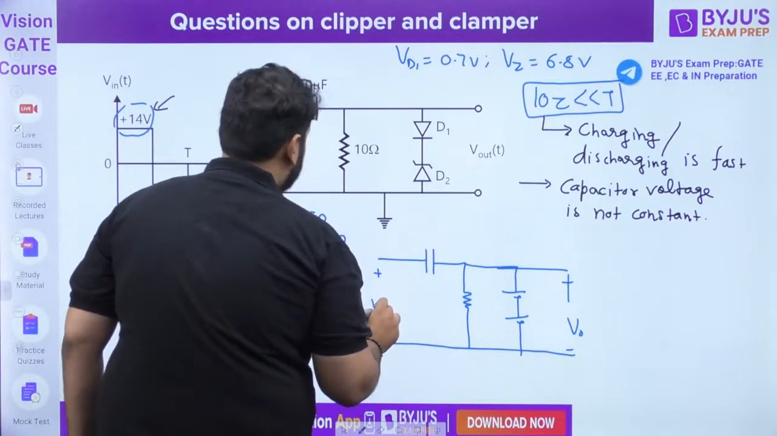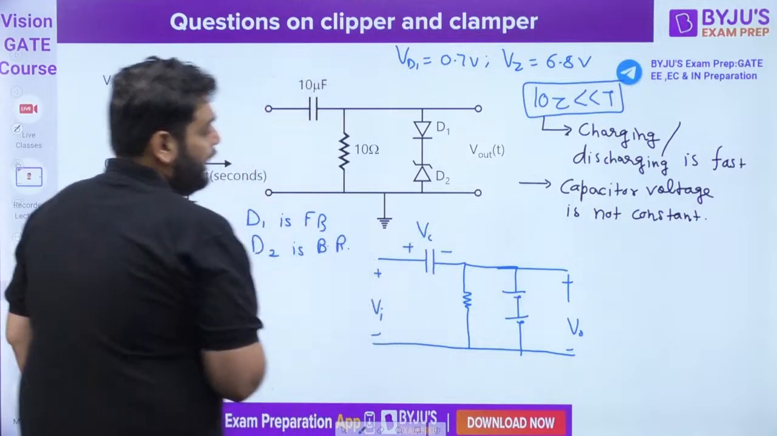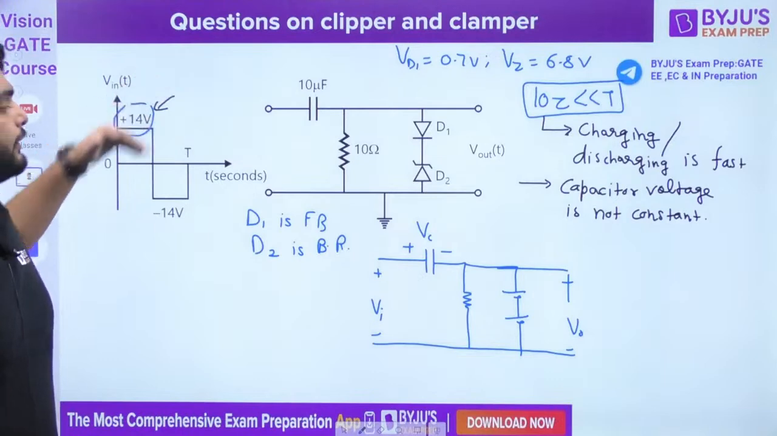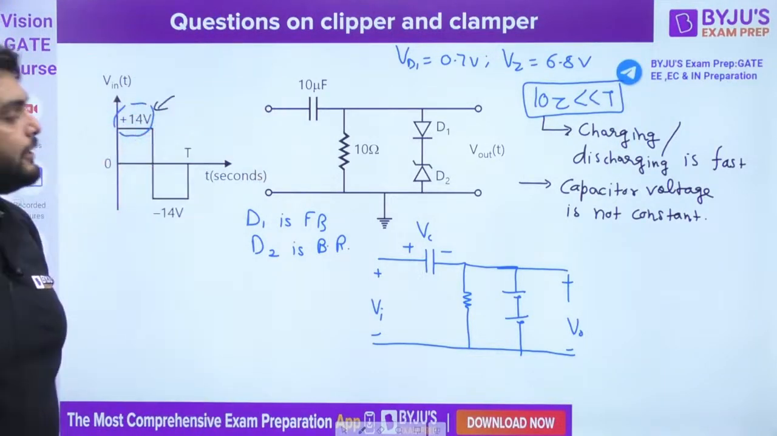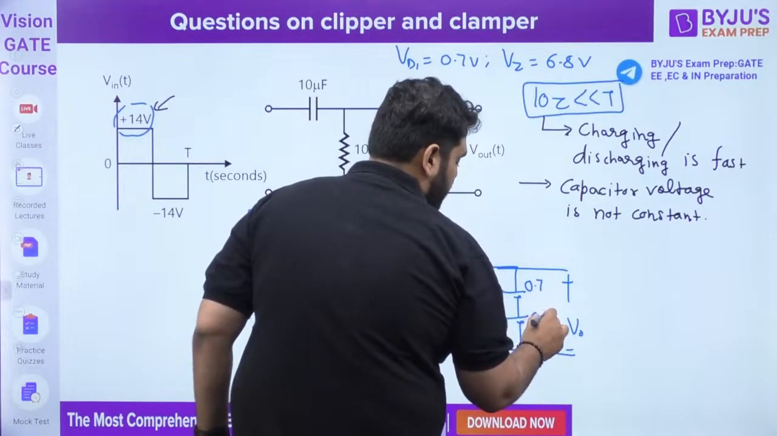I'm talking about the steady state here. Remember this, I'm not talking about the transient state. There will be a transient state also, because the capacitor will keep on charging. So it is 0.7, it is 6.8.